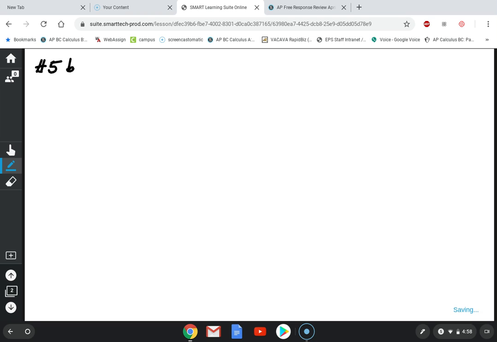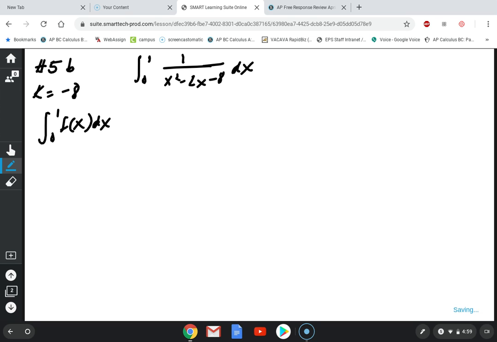5, part B, it says that k equals negative 8, and we want to find the value of the integral from 0 to 1 of f of x dx. We know that the integral of f of x is equal to 1 over x squared minus 2x, and then putting in the negative 8 for k, dx. So if I want to integrate this, I don't have the derivative of the inner function, the 2x minus 2. So the straight up u substitution isn't going to work. So I am going to use partial fractions.